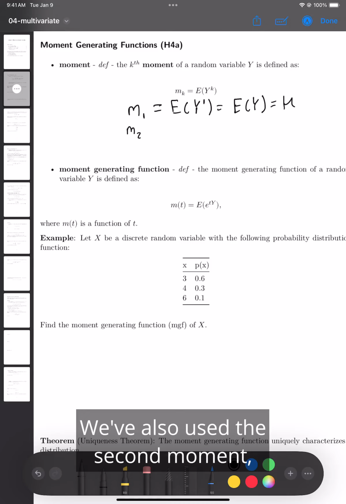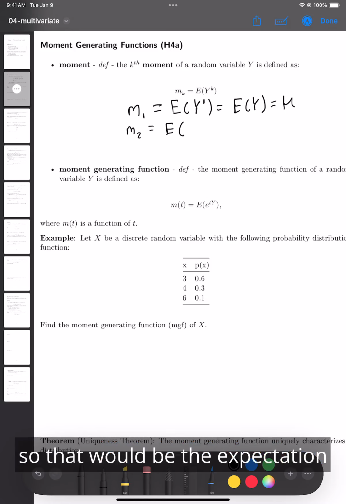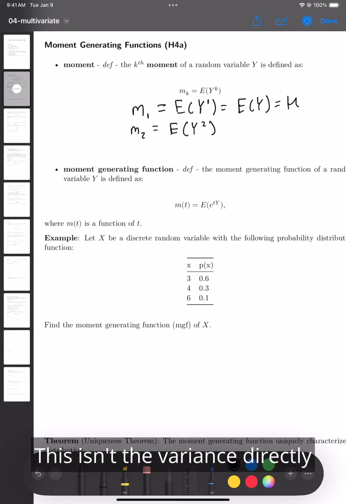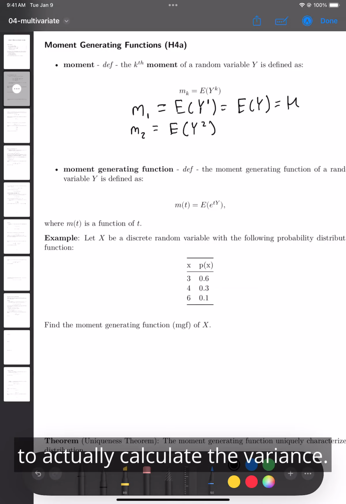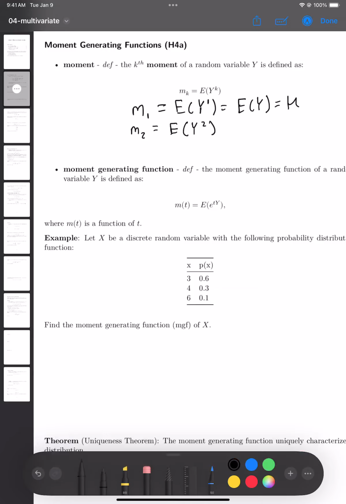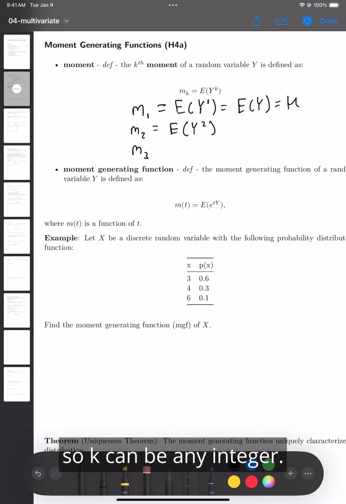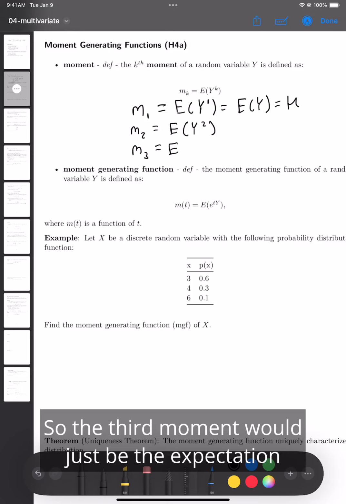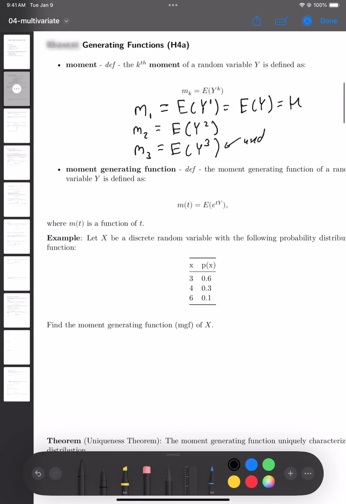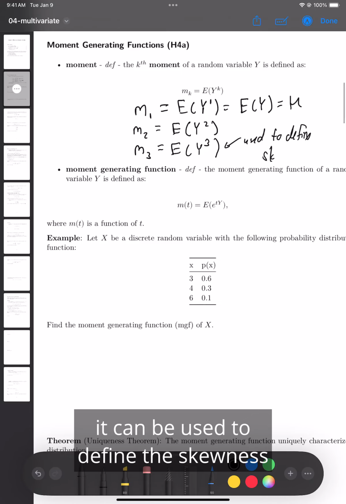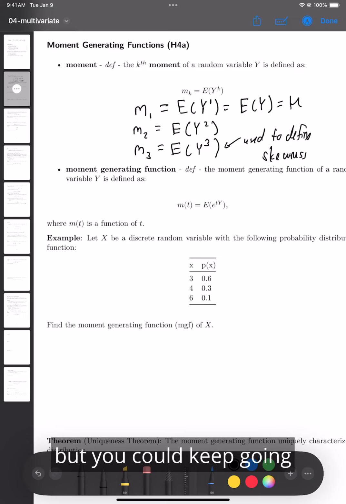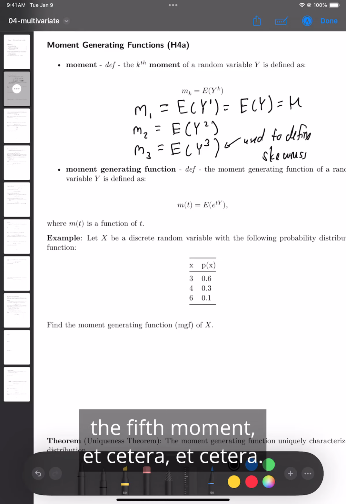We've also used the second moment, so that would be the expectation of y squared. This isn't the variance directly, but we've calculated this a lot to actually calculate the variance. So we've used the expectation of y squared quite a bit, but it doesn't have to stop there. k can be any integer. So the third moment would just be the expectation of y cubed. We haven't really used this, but it can be used to define the skewness of a distribution. We aren't going to use it too much, but you could keep going and find the fourth moment, the fifth moment, etc.